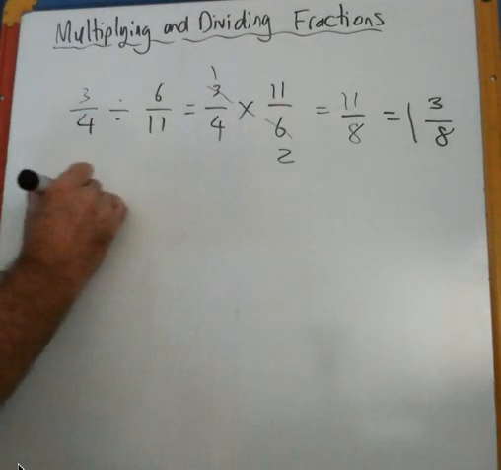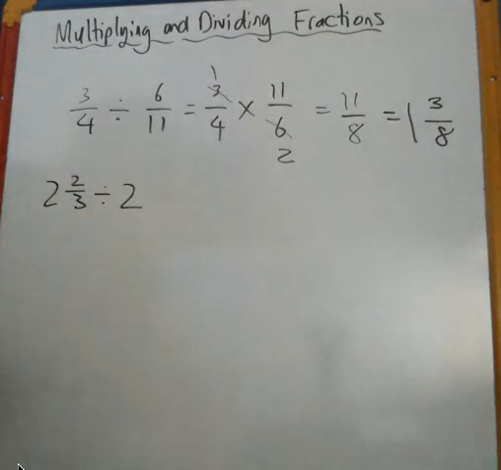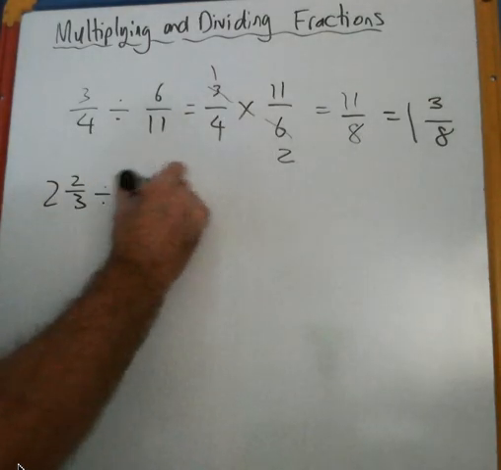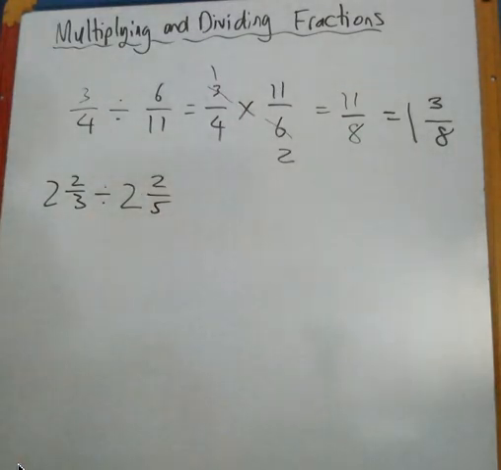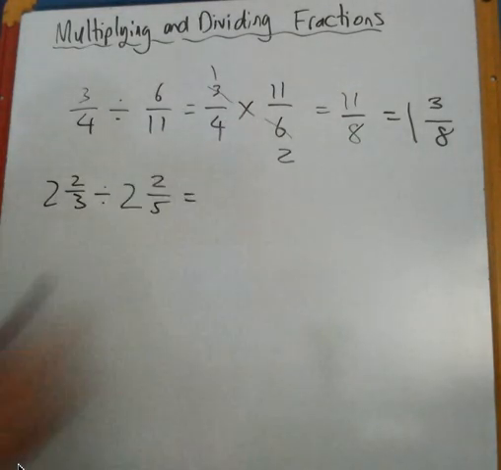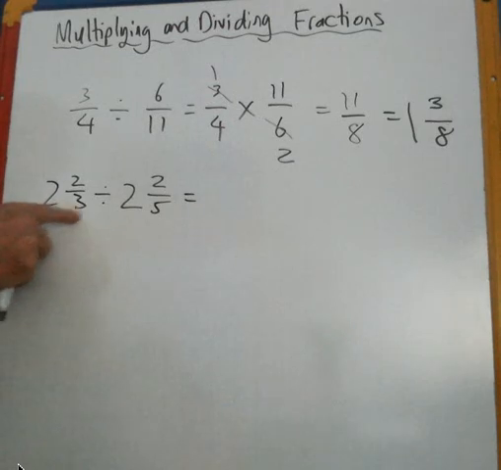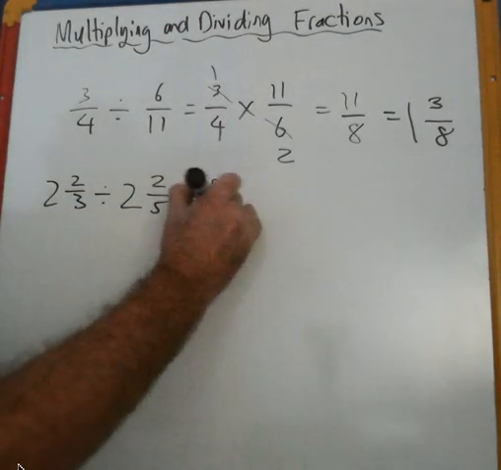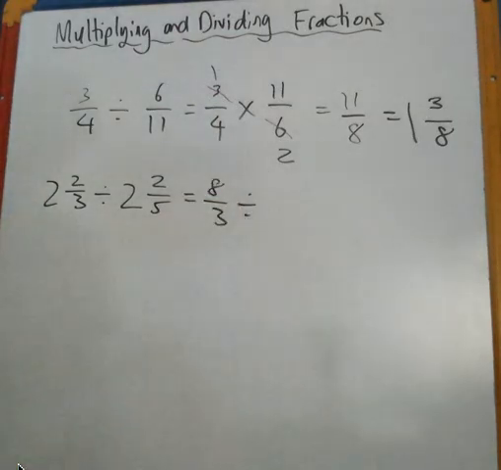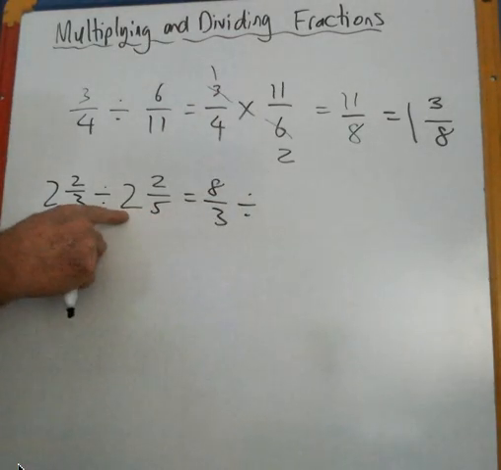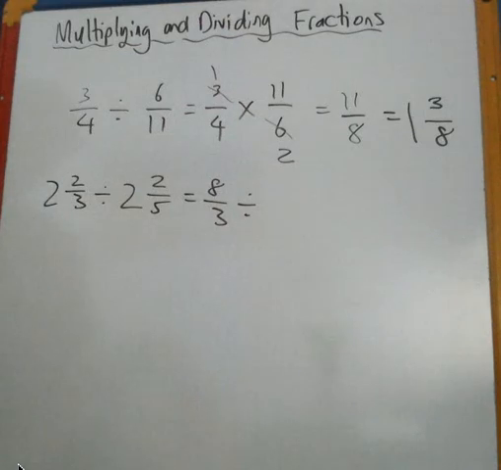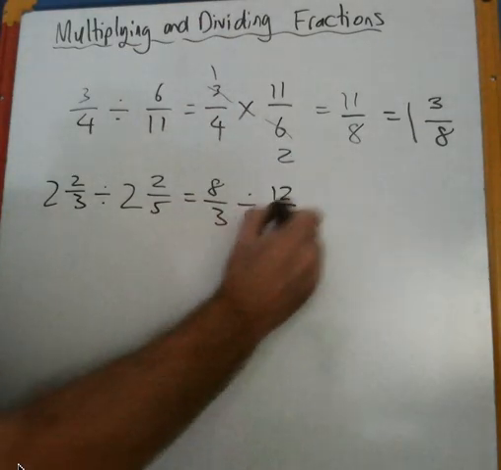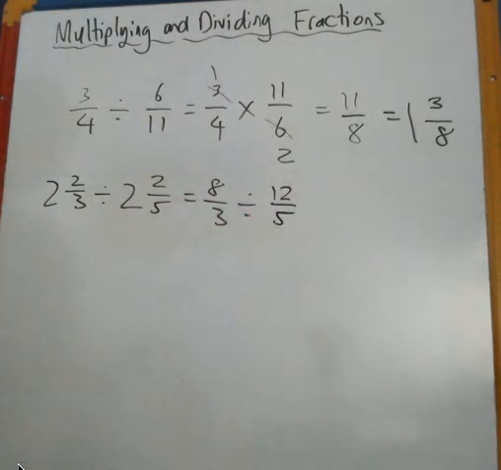Again, if there are any mixed numbers, we'll turn them into top heavy fractions first. So 3 times 2 is 6, add 2 is 8, divided by 5 times 2 is 10, add 2 is 12, over 5.